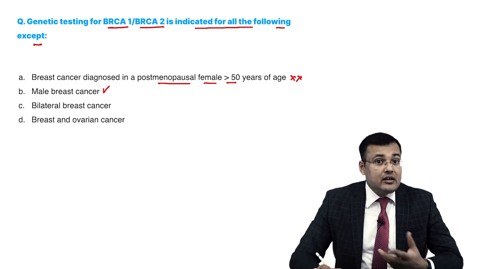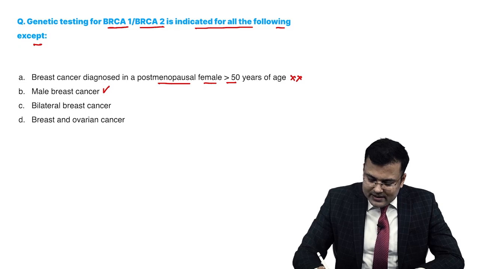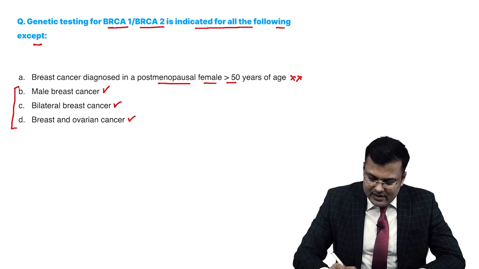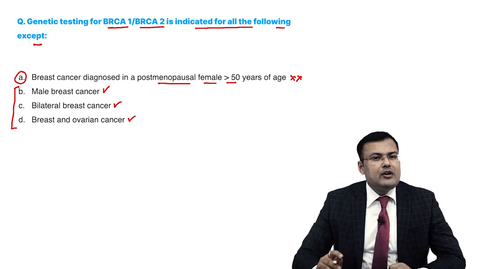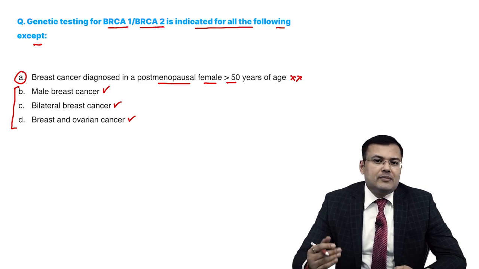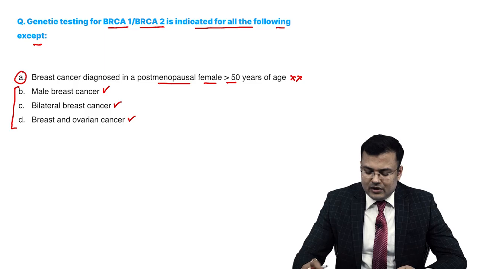Male breast cancer, it's unusual. Yes. Bilateral breast cancer, yes. Breast and ovarian cancer, yes, because there is increased risk of ovary, colon, prostate apart from breast cancer. So these are there. In these cases, it's indicated. In this, it's not indicated because this is just like any sporadic case of breast cancer. Postmenopausal patient, age more than 50. So the correct answer is A.